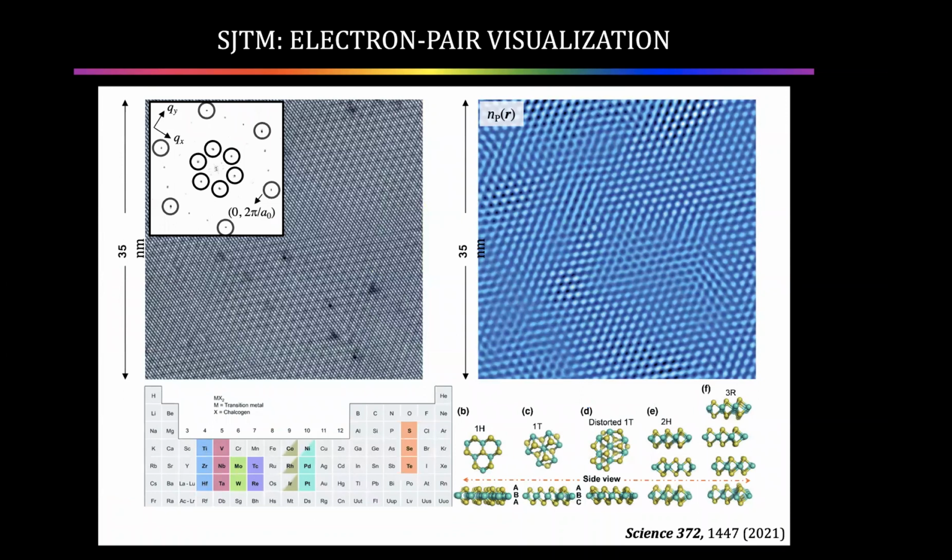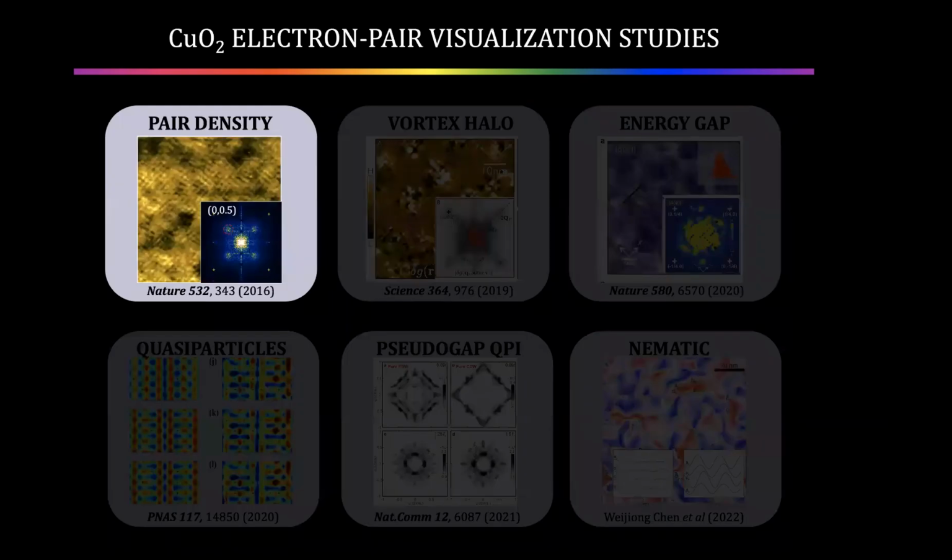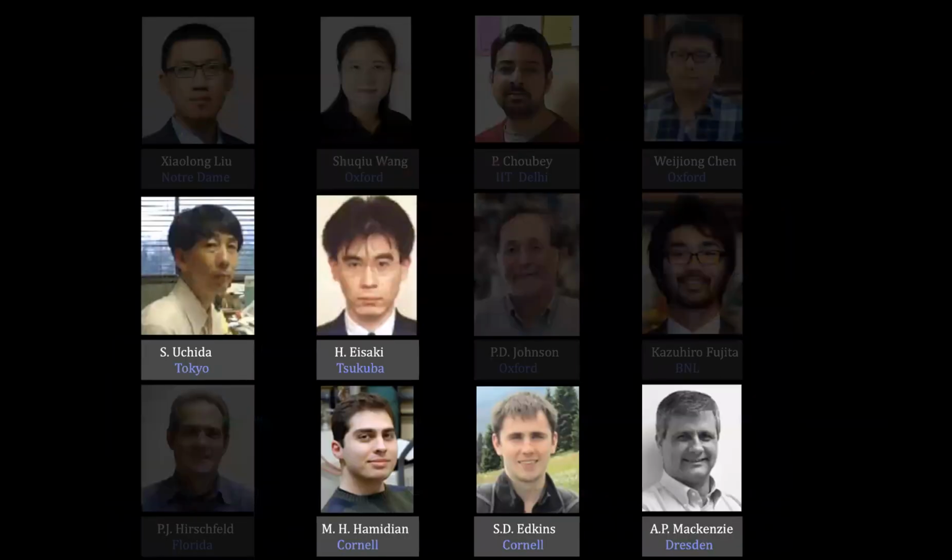There is a bazillion transition metal monochalcogenides, dichalcogenides, and trichalcogenides that are superconductors with charge density waves. So we can already see that lots of people now have turned their attention to studying this phenomenon. All right, so CuO2. This experiment was done primarily by Mohammed Hamidian and Steve Edkins, with this team of colleagues.